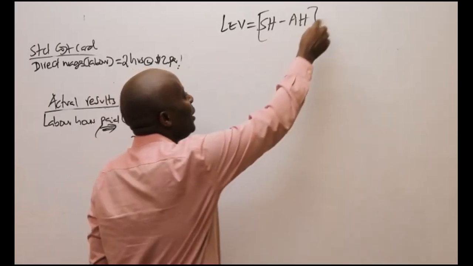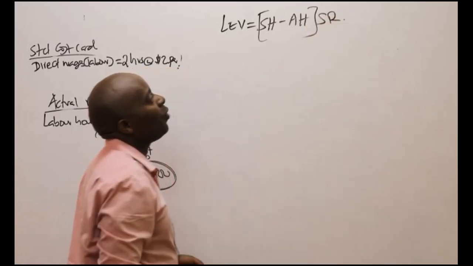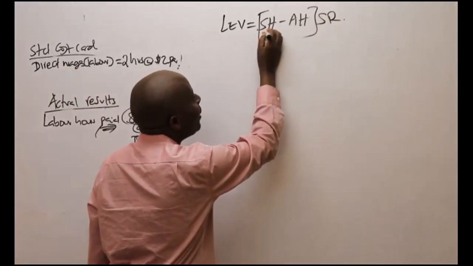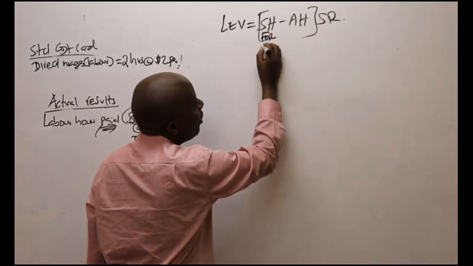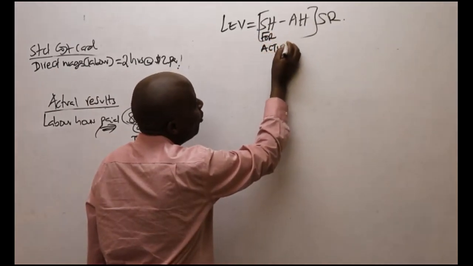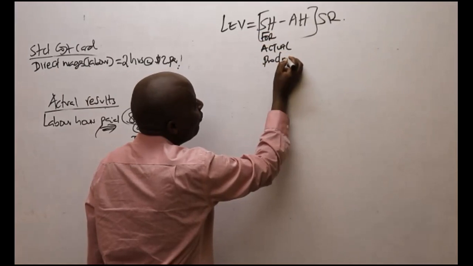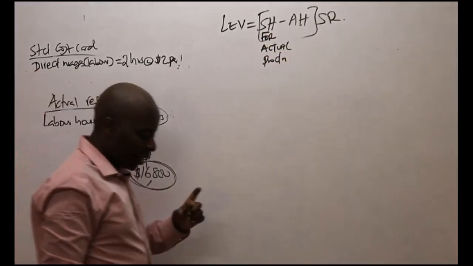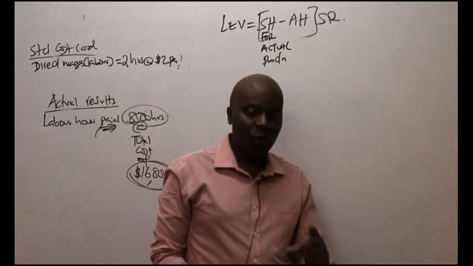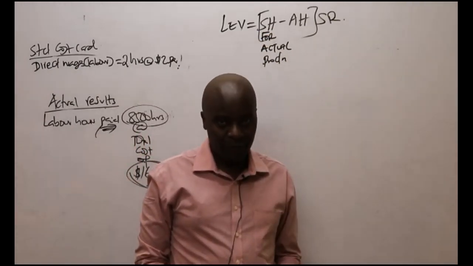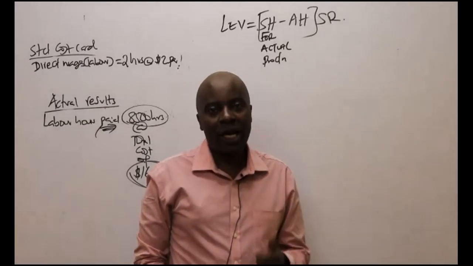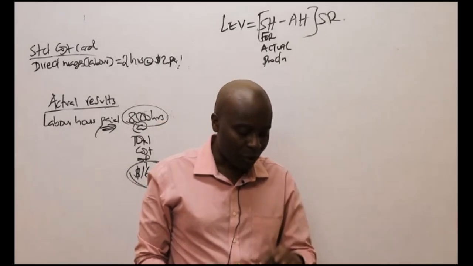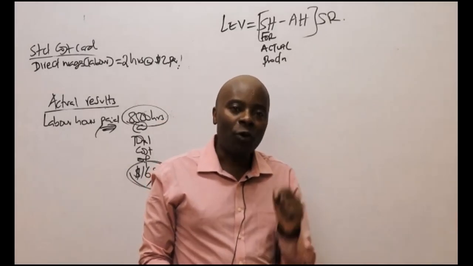So come outside here and put the standard rate. Please, whenever you see capital SH and capital SQ, you must know what they stand for. There are two things that, if you understand them very well, you can never go wrong in this subject. Capital SQ is standard quantity for actual production. Capital SH is standard hours for actual production.